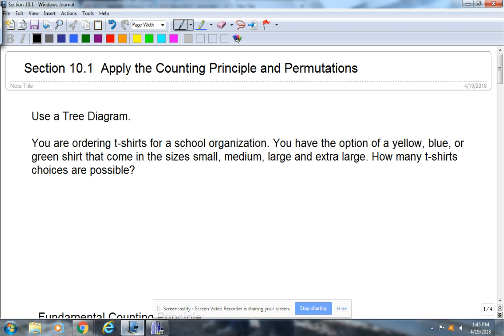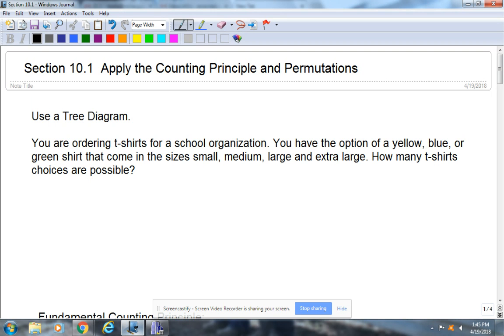Talk about the counting principle and permutations. We're going to start with the counting principle. And the first thing they want us to do in this lesson is write a tree diagram. We're going to draw a tree diagram. There's probably typos in this, so if there are, let me know and I'll try to fix them.